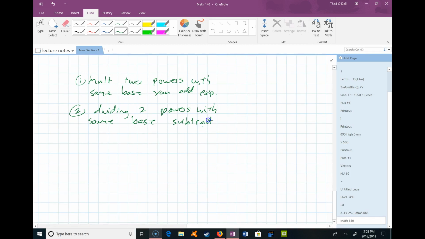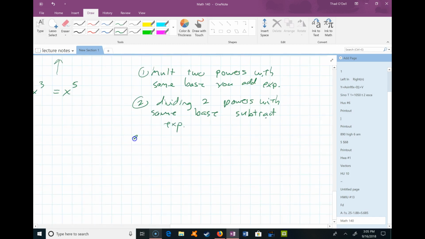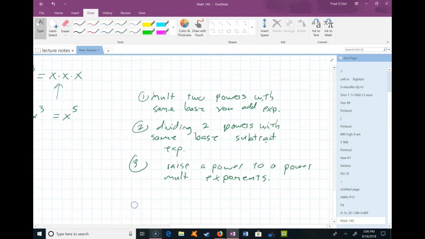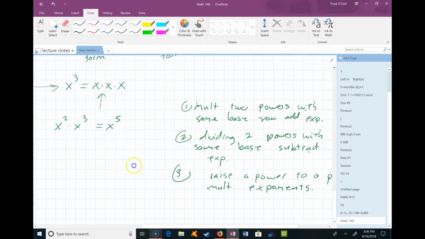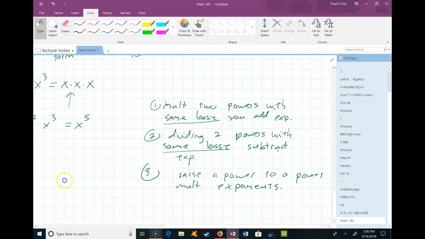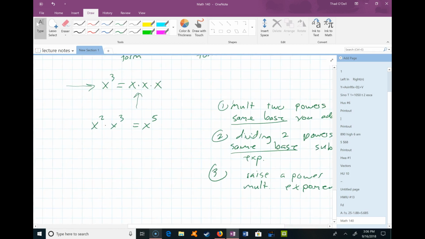You subtract exponents. And there's a third rule that says when you raise a power to a power, you multiply the exponents. So these are just shortcut rules in a sense. When I look at this, I'm multiplying a power by a power, and they have the same base. Notice that same base is really key in both of these. So I can just add their exponents.